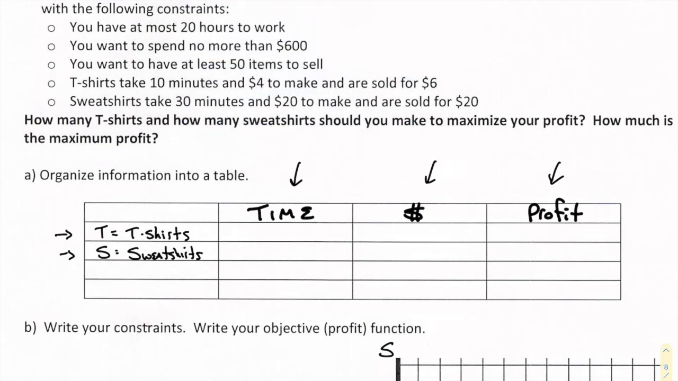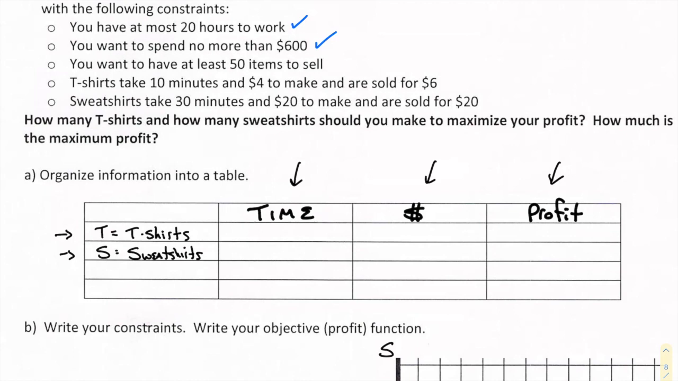So question 1, in fact, only question. You are screen printing t-shirts and sweatshirts to sell for a fundraiser and are working with the following constraints. Constraints are the things that you have to work within. So you have at most 20 hours to work. You want to spend no more than $600, so we have to pay some money to make these materials. You want to have at least 50 items to sell.